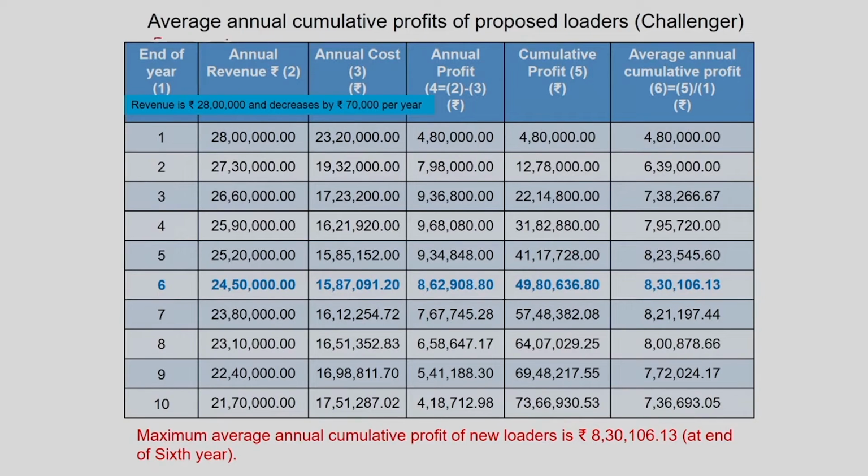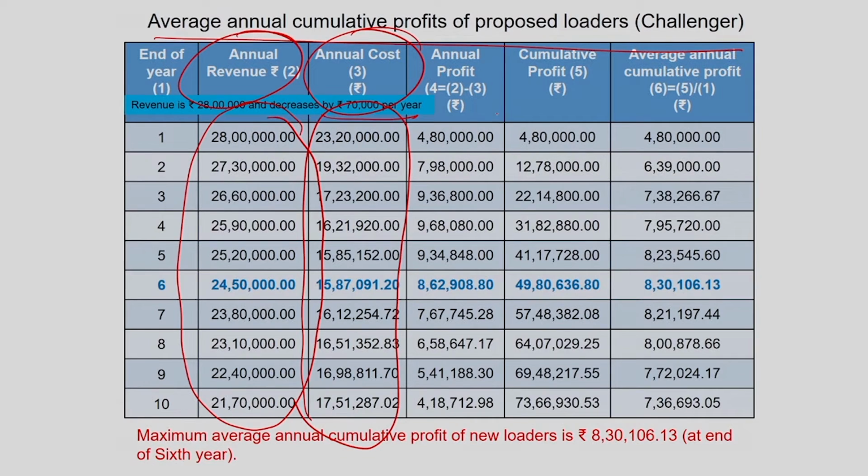Now, let us calculate the average annual cumulative profit for the proposed loader, that is the challenger. The revenue is the same. So, the same way you are going to calculate the revenue. Every year the revenue is decreasing by 70,000 per year. The annual cost is already calculated for the proposed loader. From the previous table you can take these values. Now, your profit is nothing but your revenue minus cost, column 2 minus column 3, that is going to give you the profit. The same way you can calculate and then you find the cumulative profit.